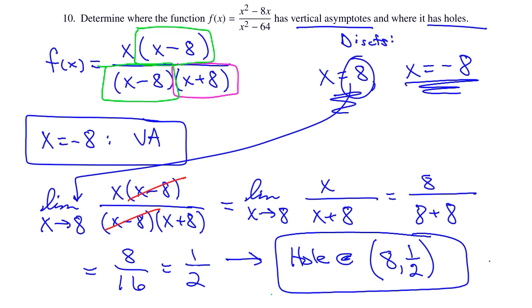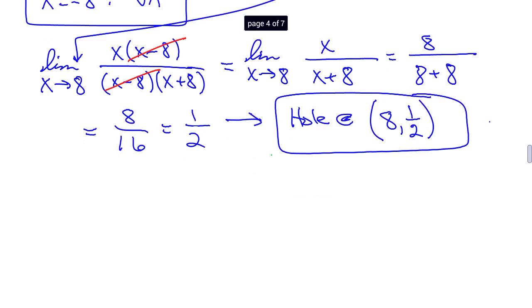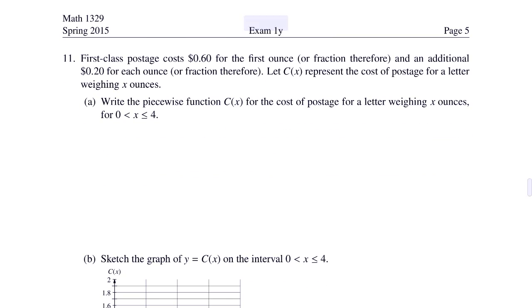Let's look at number 11. First class postage costs 60 cents for the first ounce or fraction thereof, and an additional 20 cents for each ounce or fraction thereof. So write the piecewise function c of x.